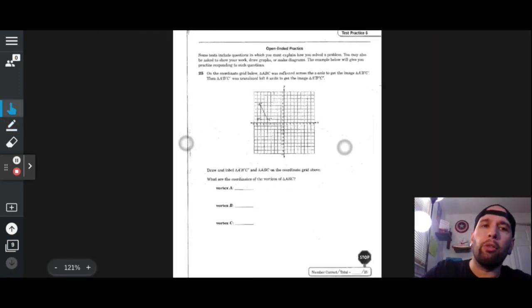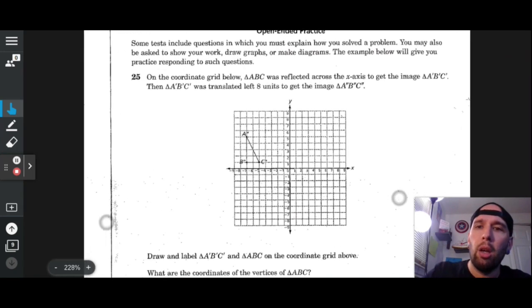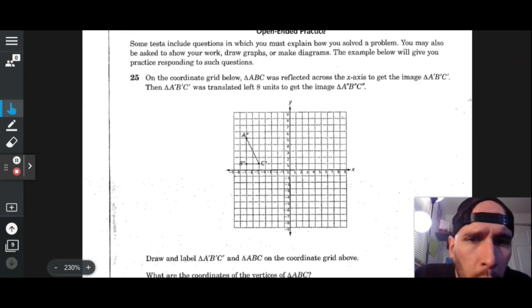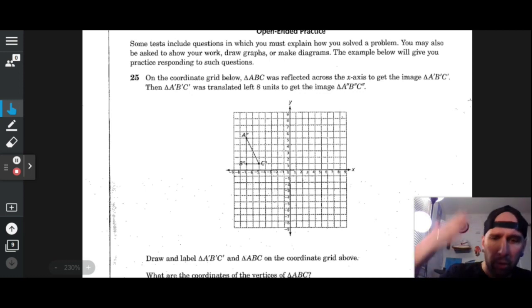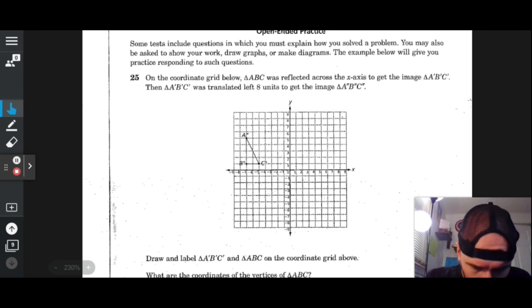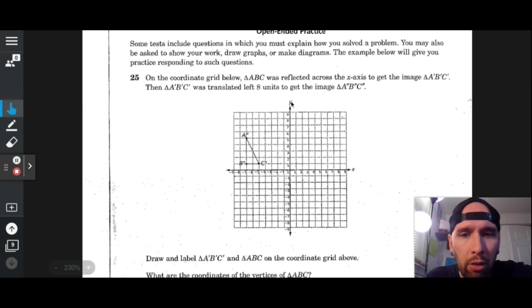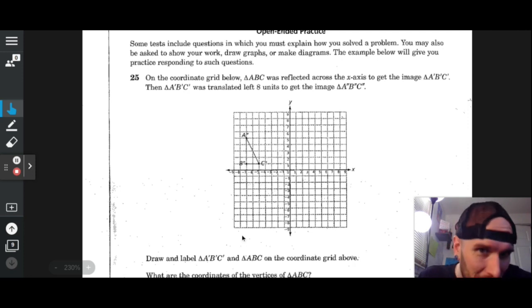Look at this. Our first open-ended. Only took us 6 packets. On the coordinate grid below, ABC is reflected across the x-axis to get A prime, B prime, C prime. Then A prime, B prime, C prime was translated left 8 to get the image A double prime, B double prime, C double prime. Very similar to our warm-up, so let's do it. Oh! It's backwards. I didn't even know. Look at the picture that we're given. This is the answer. So I need to work backwards to get the original.